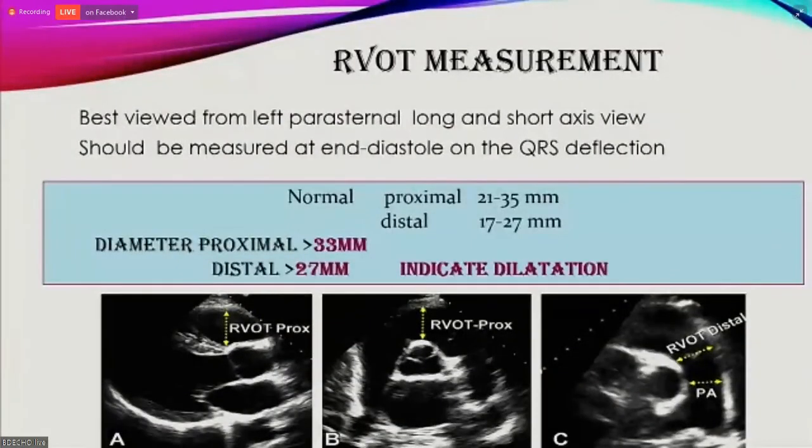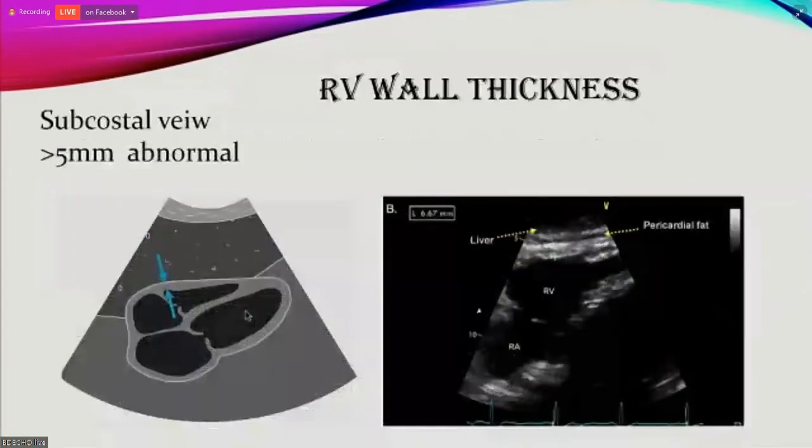Then comes the RVOT measurement. It is best viewed from the left parasternal long and short axis views. It should be measured at end diastole, at the QRS deflection. A proximal diameter more than 33 is considered abnormal, and a distal diameter more than 27 millimeters indicates dilatation. And then comes the RV wall thickness. It is seen in the subcostal view, and a measurement more than 5 millimeters is abnormal, and it is measured near the tricuspid valve.